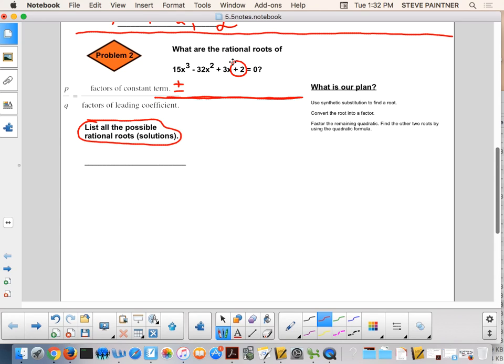You guys looking at the factors? 1 and 2. Okay. Then your leading coefficient is 15. 1 and 15 and 5 and 3. Okay, so I usually go in order.